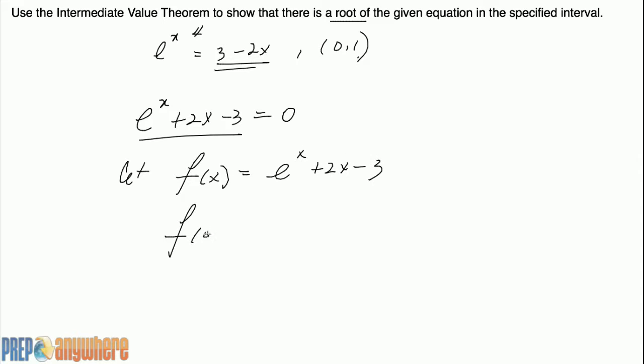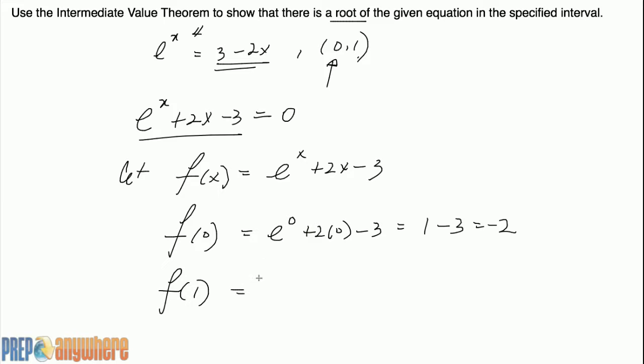Let's plug in 0, the left end of the interval. You get 1 minus 3, which is minus 2. Let's plug in 1. Okay, so that right there is approximately 2.7. So you can see that this is positive and this was negative.